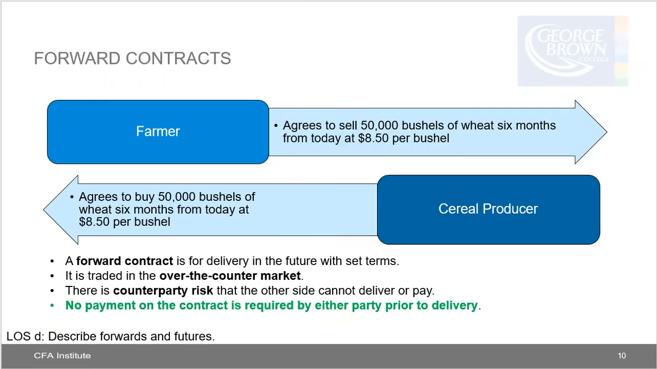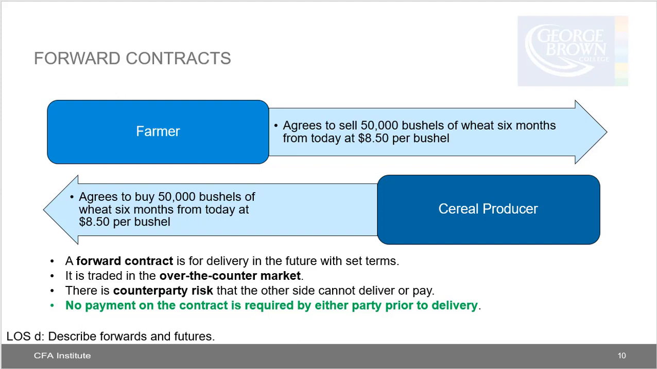Learning Outcome Statement D is describe forwards and futures. Okay, so on this slide we're looking at forward contracts. So again, we're looking at this example of the farmer who has agreed to sell 50,000 bushels of wheat 6 months from today at $8.50 per bushel, and the cereal producer has agreed to buy that same 50,000 bushels of wheat 6 months from today at $8.50 per bushel. So a forward contract is for delivery in the future with set terms. It is traded in the over-the-counter market.